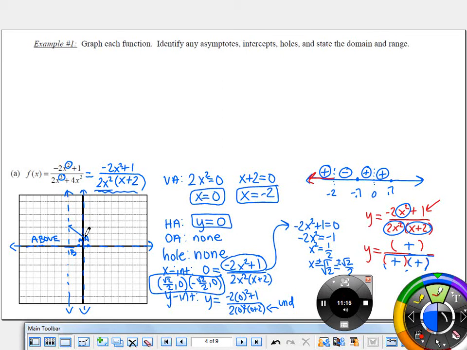And then I'm going to plug in a really large positive number, something bigger than 0.7. And so when I do that, this numerator right here is negative. Everything else is positive. So this is going to give me a negative result, which means after the intercept that's right here, I expect everything to be below the axis.